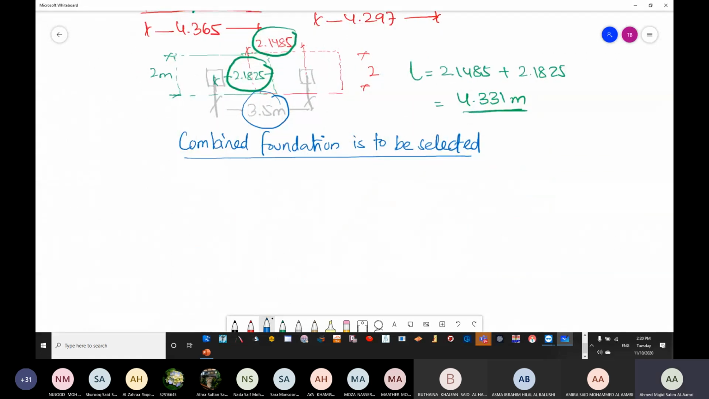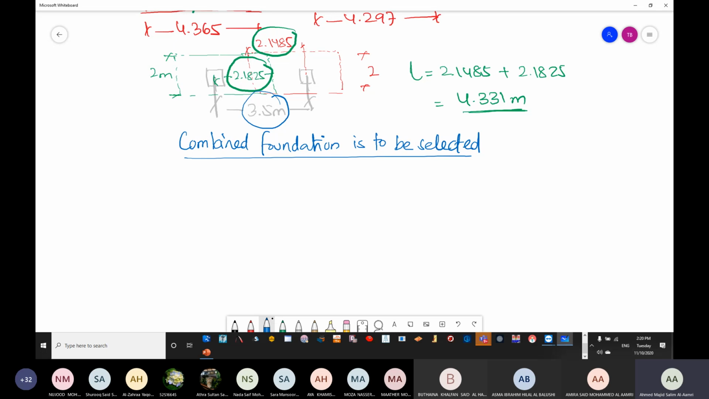Once again, it's very clear. I have a distance of 3.5. If I go for individual foundation, I require 4.331. I don't have a space of 4.331. I have only 3.5. If the individual foundations are having a dimension of 3.5 or lesser, it means that they will not overlap. If they don't overlap, we're going to go for isolated. If you are having more than 3.5, they will enter into each other, and then isolated foundation is not possible to go for.